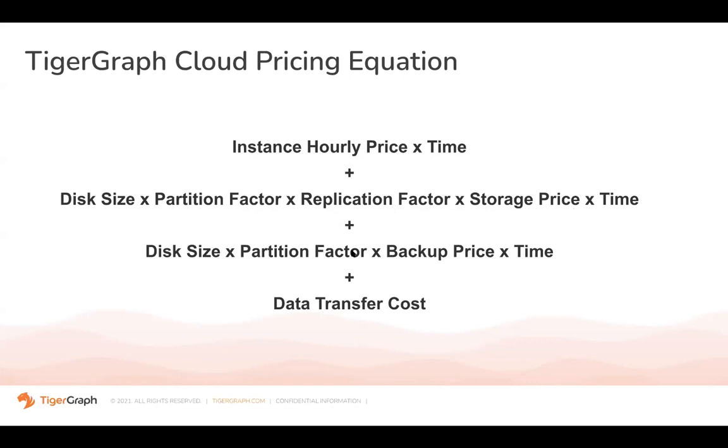The third one is the backup price, which is the size multiplied by the partition factor. Notice that there is no replication factor here because we only need one backup. So the backup price by the time. And then the last piece is a data transfer cost. Currently we are charging less than the cloud platform charges for the data transfer cost, and this item is currently pretty minimal compared to all the other prices.